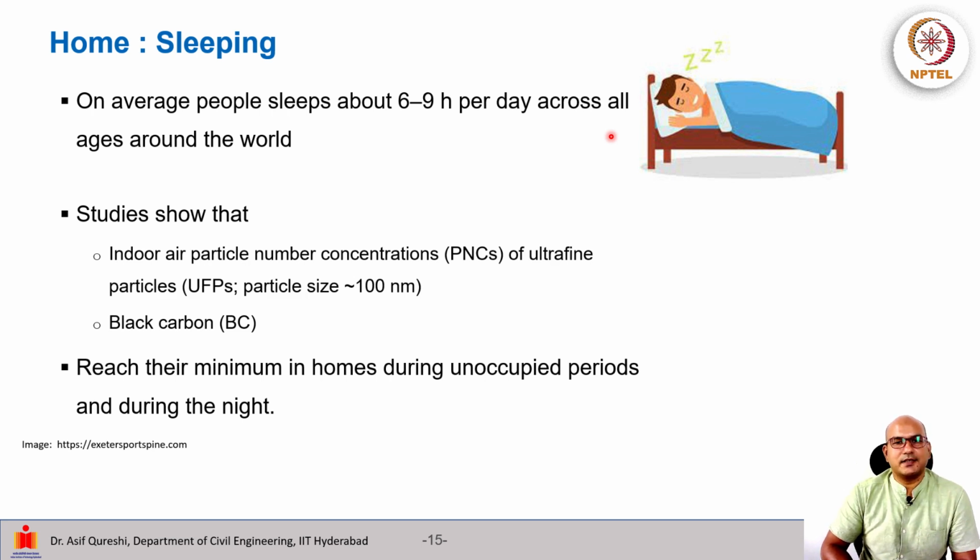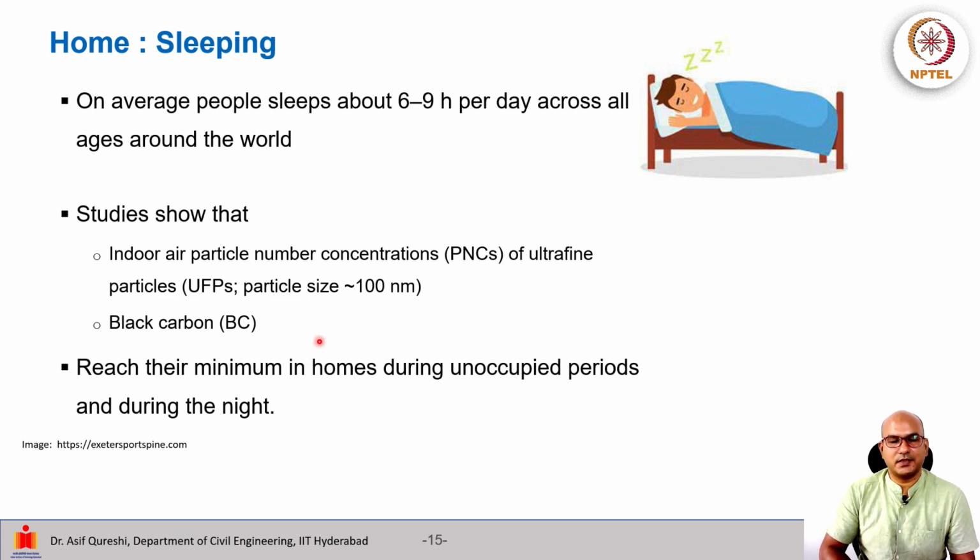Studies have shown that indoor air particle number concentration, so the number of particles in a particular size range, let's say number of particles per cubic meter, for example of size 100 nanometers, is higher for ultrafine particles, which are generally less than 0.1 micrometers or 100 nanometers. There are higher concentrations of such particles and also of black carbon.